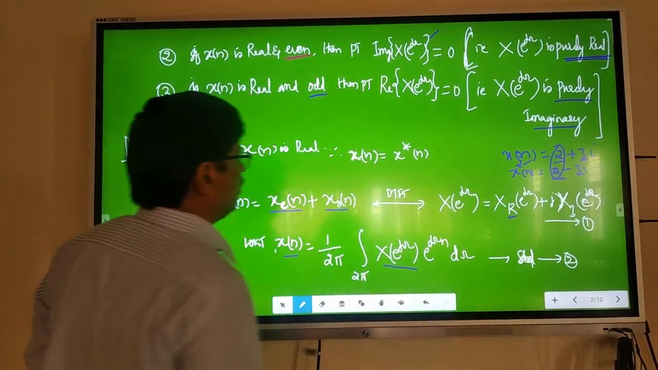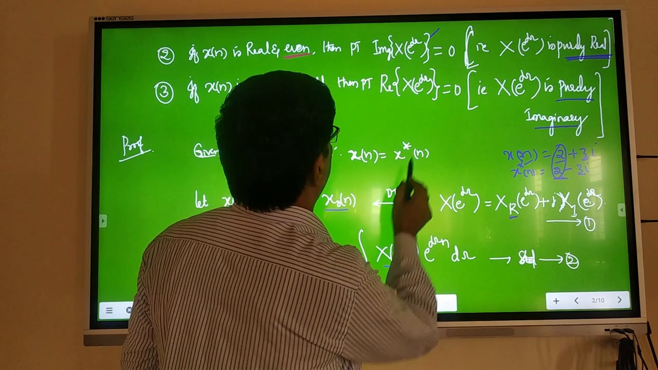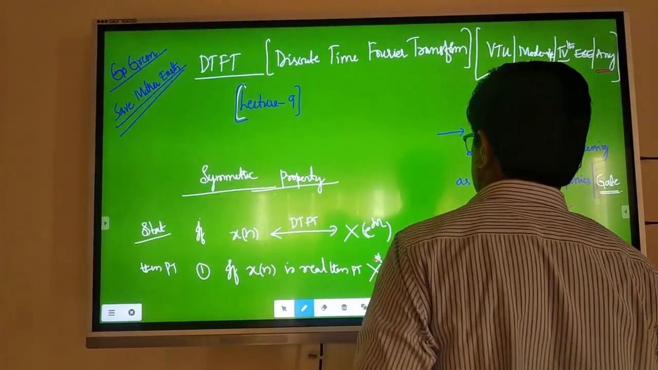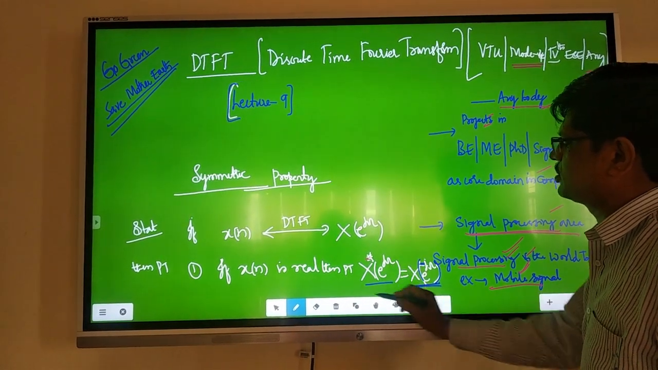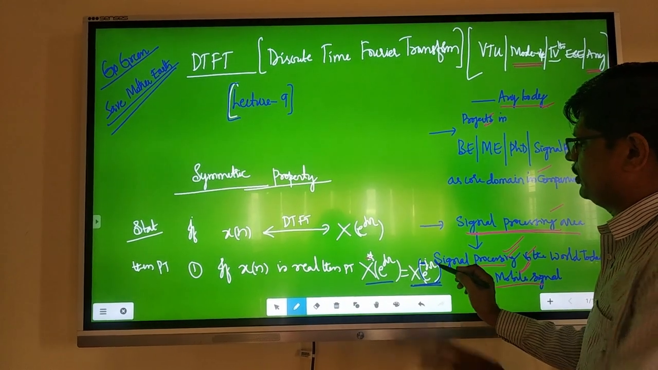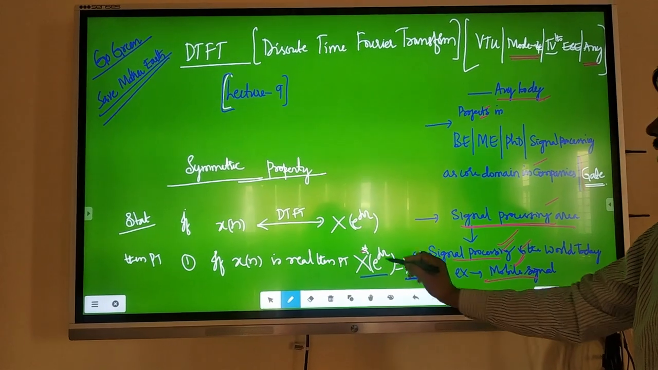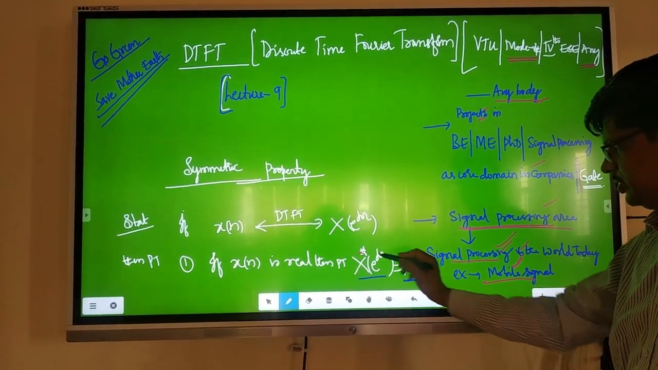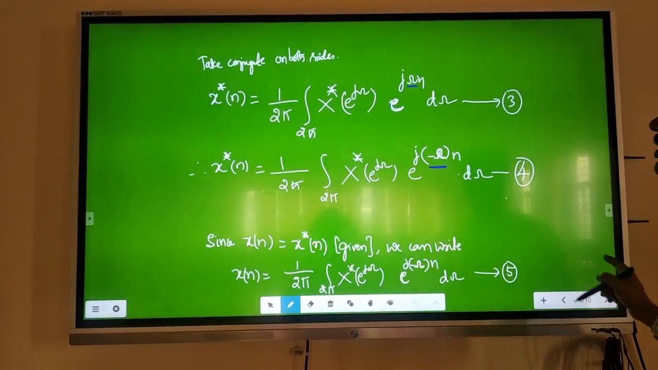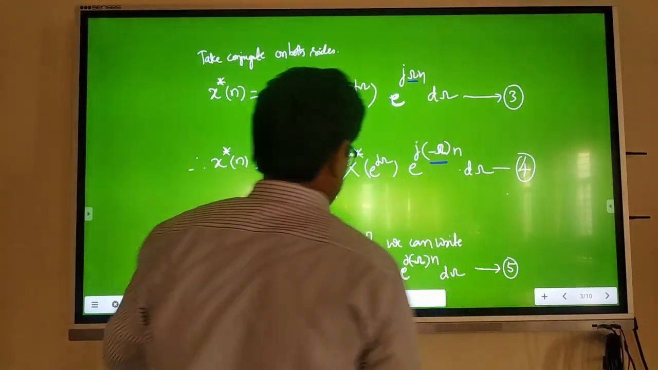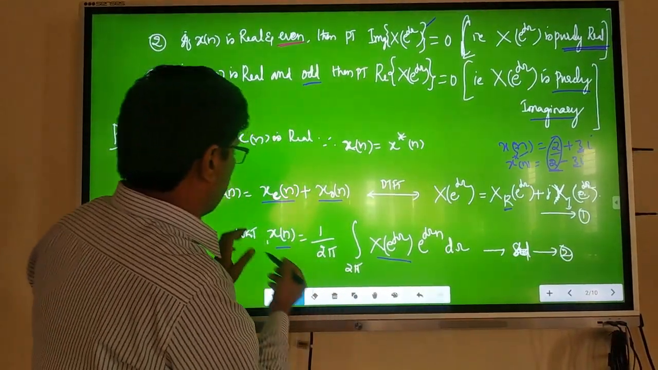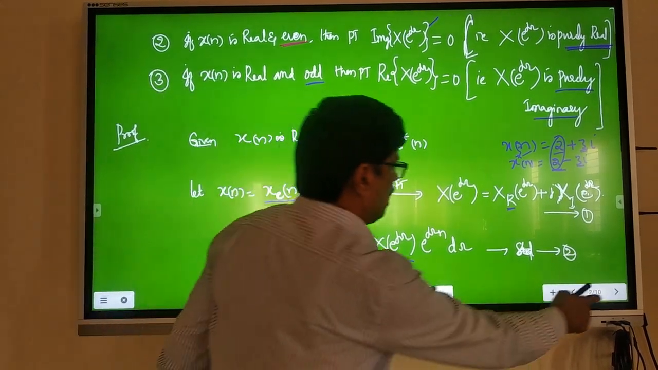Then take the conjugate. Now what do you have to prove? Remember this, what you want to prove: X star of e power j omega is equal to X of e power minus j omega. This is statement number 1 we are proving. Therefore try to get conjugate terms here. That's why I will take the conjugate on both sides of this equation.